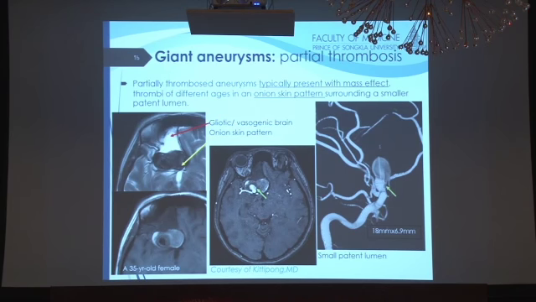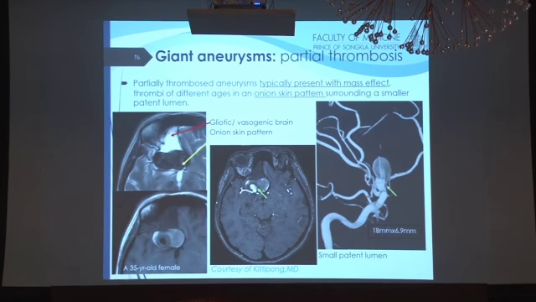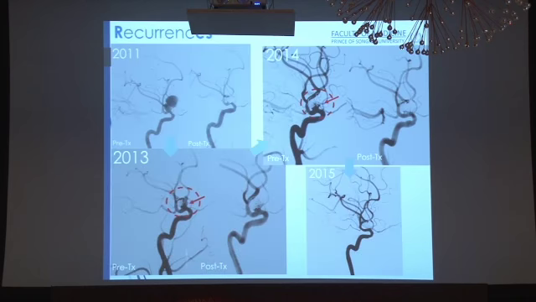So let's see giant aneurysms with partial thrombosis. Partially thrombosed giant aneurysm usually presents by mass effect, with thrombi of different ages in an onion skin pattern surrounding a smaller partial lumen. These aneurysms also have a risk of recurrence after treatment.